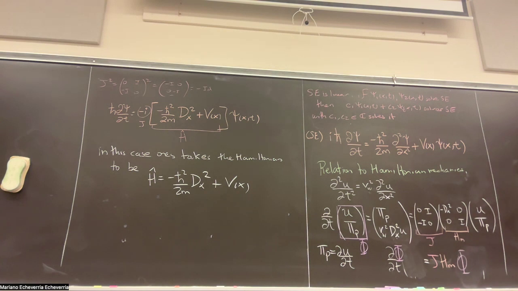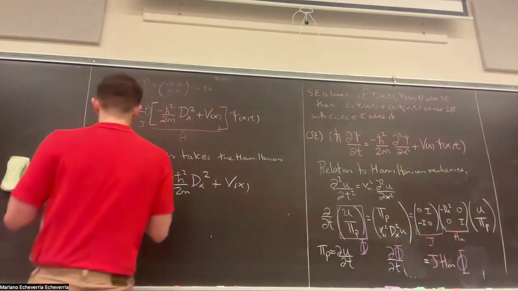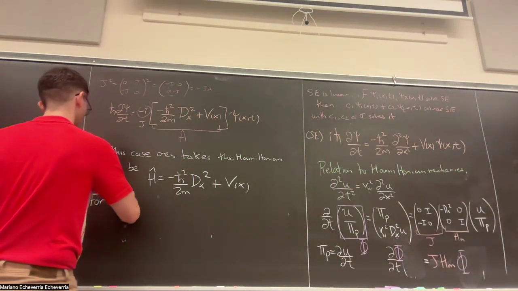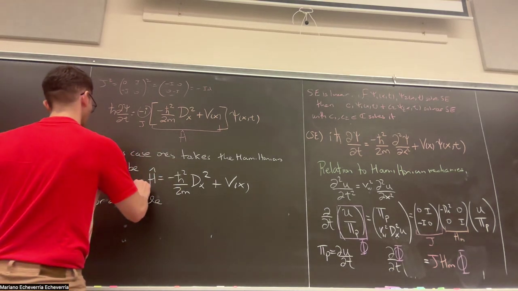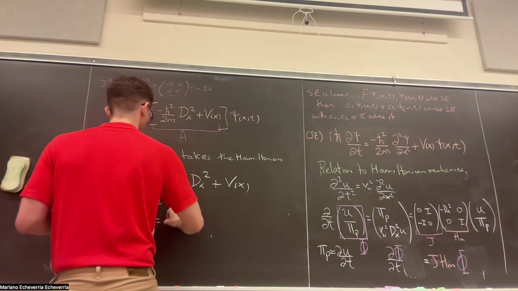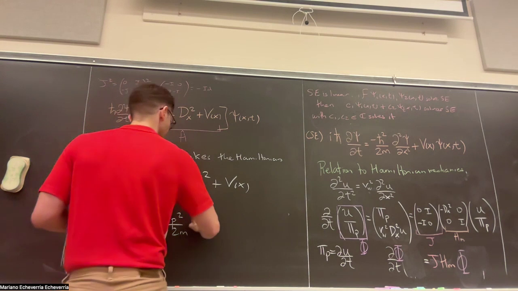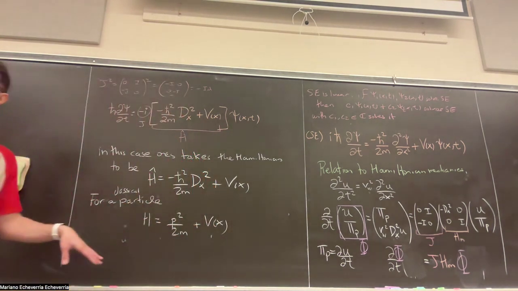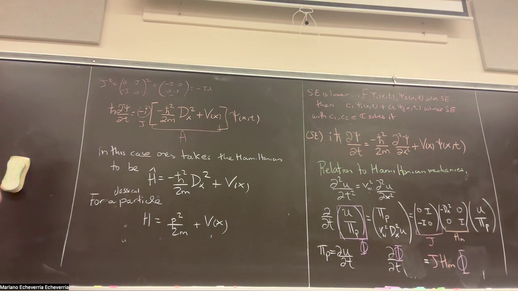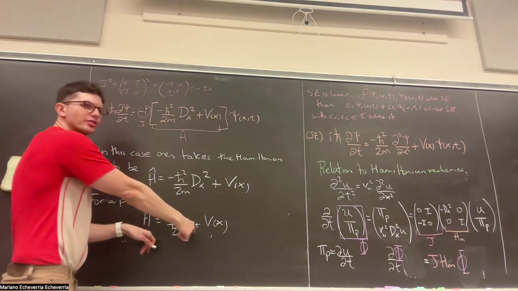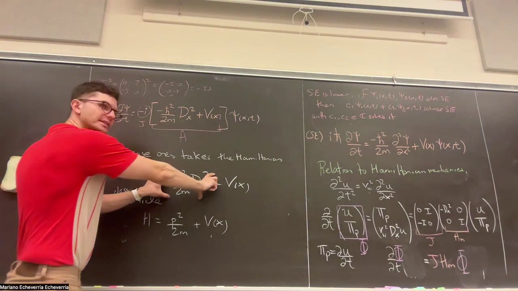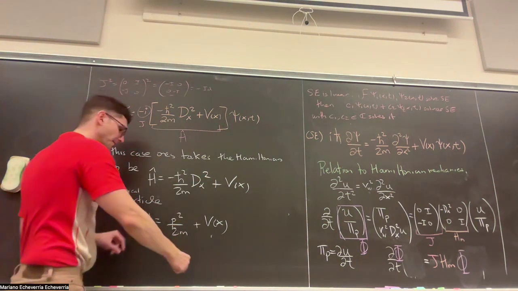But let's just make this more clear. Like the typical Hamiltonian, right? If you wanted to make this analogy work well, for a regular classical particle, what is a Hamiltonian? The Hamiltonian was p squared over 2m plus the potential energy, right? That was the traditional Hamiltonian that we saw. So by comparison, think of whatever this is as the quantum version of this, right?